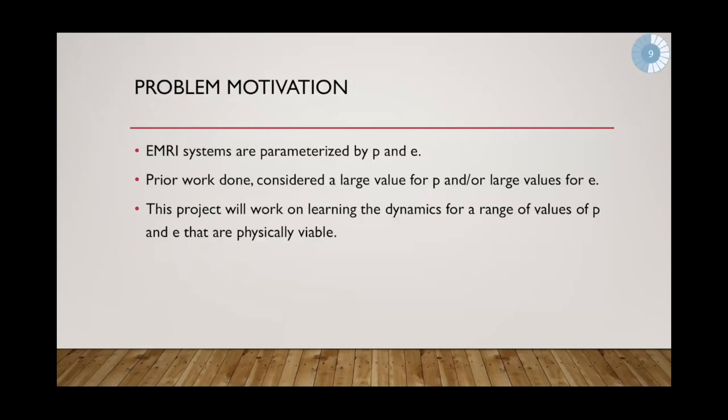And just before getting to the results of the actual problem, once again, the systems are parameterized by semilatus rectum P and eccentricity E. Semilatus rectum, think of it as the radius of the orbit. So with the sun in the center, the P value for Neptune is going to be so much larger than the P value for Earth because it's further away from the sun. And prior work done on this project only considered large values of P and large values of E. This project will work on learning the dynamics for a range of P values and a range of E values as well.